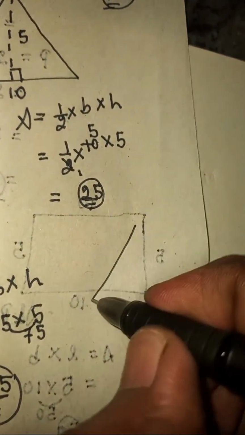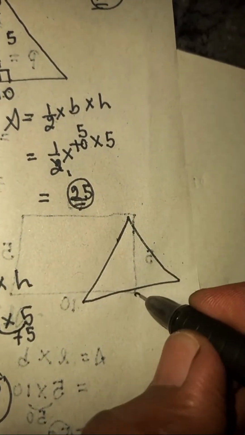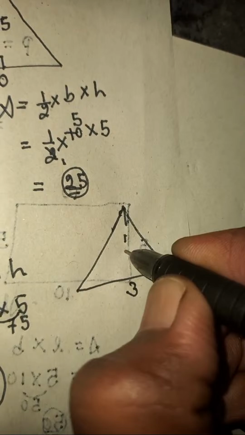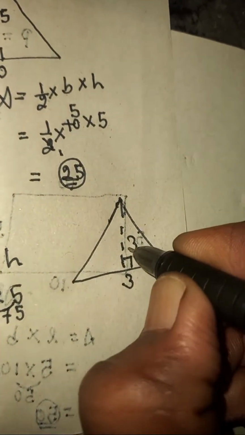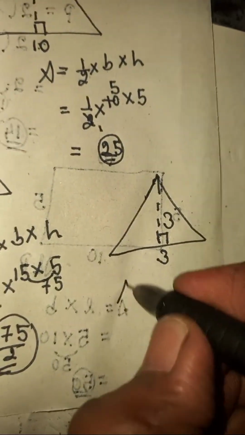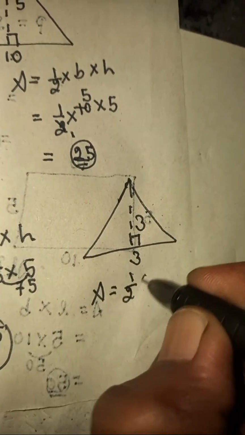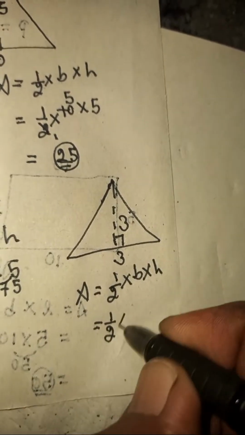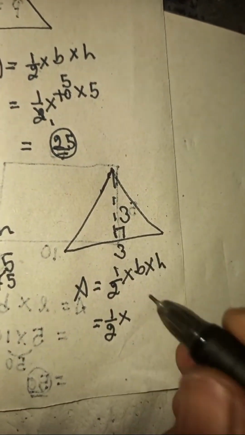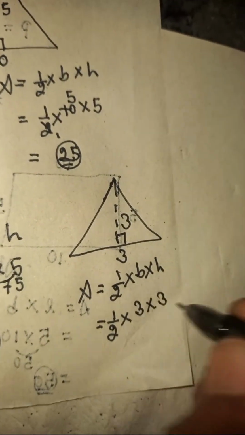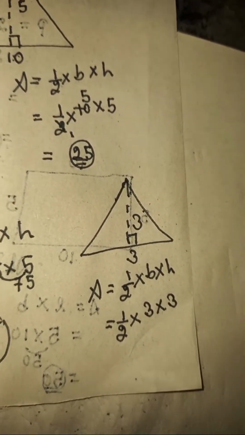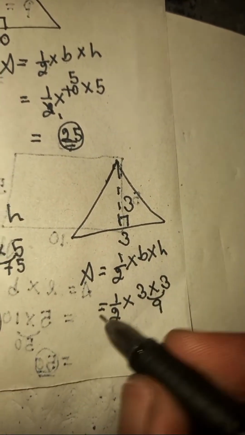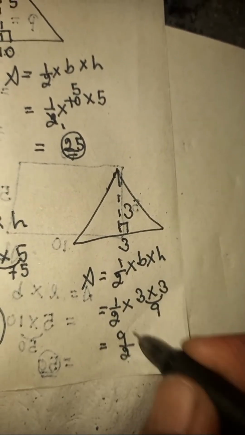Here also they have given base length as 3 units and perpendicular height as 3 units in this triangle. So area is half times base times perpendicular height, which is half times base length 3 units times perpendicular height, also 3 units. 3 times 3 is 9. It is 9 by 2 square units. I'm going to take one more triangle.